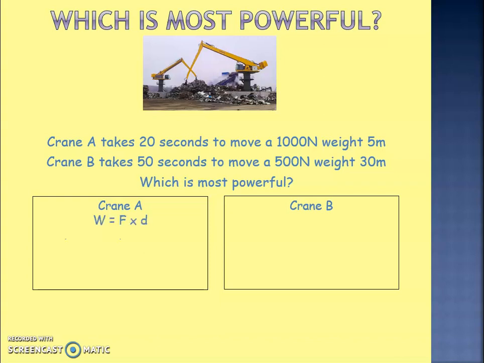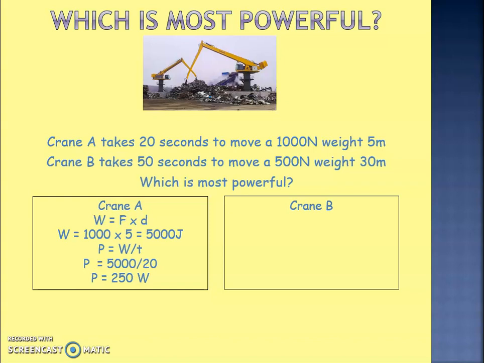Okay, so crane A. First I need to know the work done. Work done's force times distance. Force is 1,000, distance is 5, so it's 5,000 joules of work done. Power's work done divided by time, so that would be 5,000 joules is my work done, 20 seconds is my time, 5,000 divided by 20 gives me a power of 250 watts.